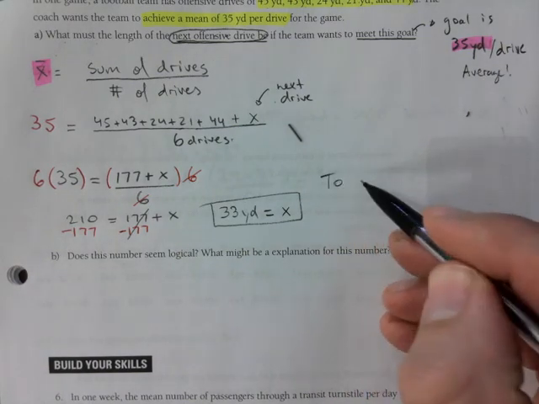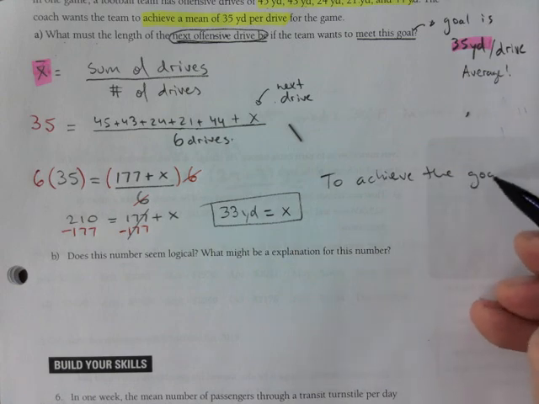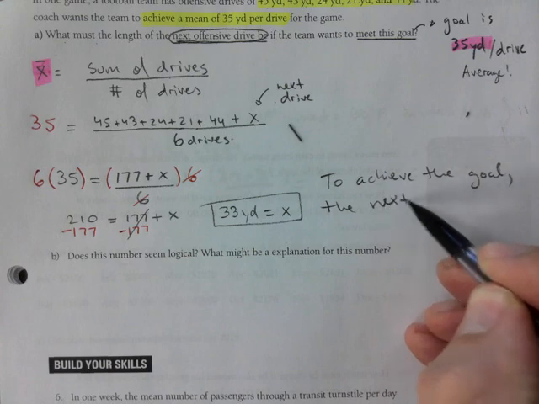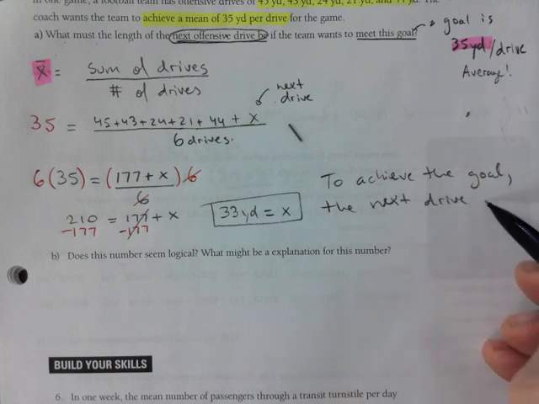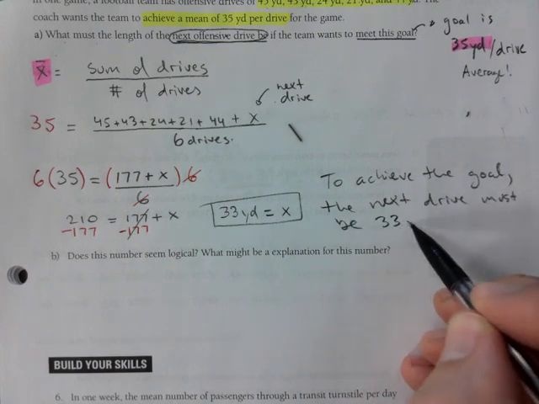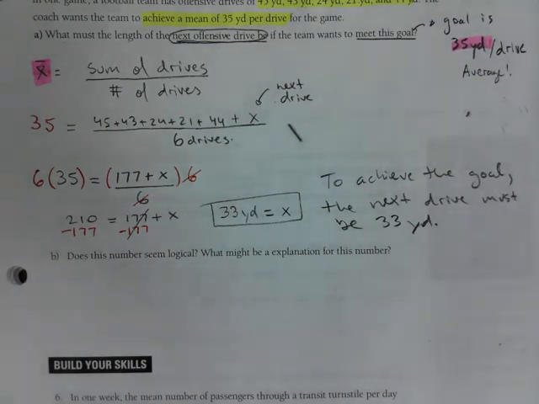To achieve the goal, the next drive must be 33 yards. If you do more, it's even better, right? But you just figured out that it's 33 yards.